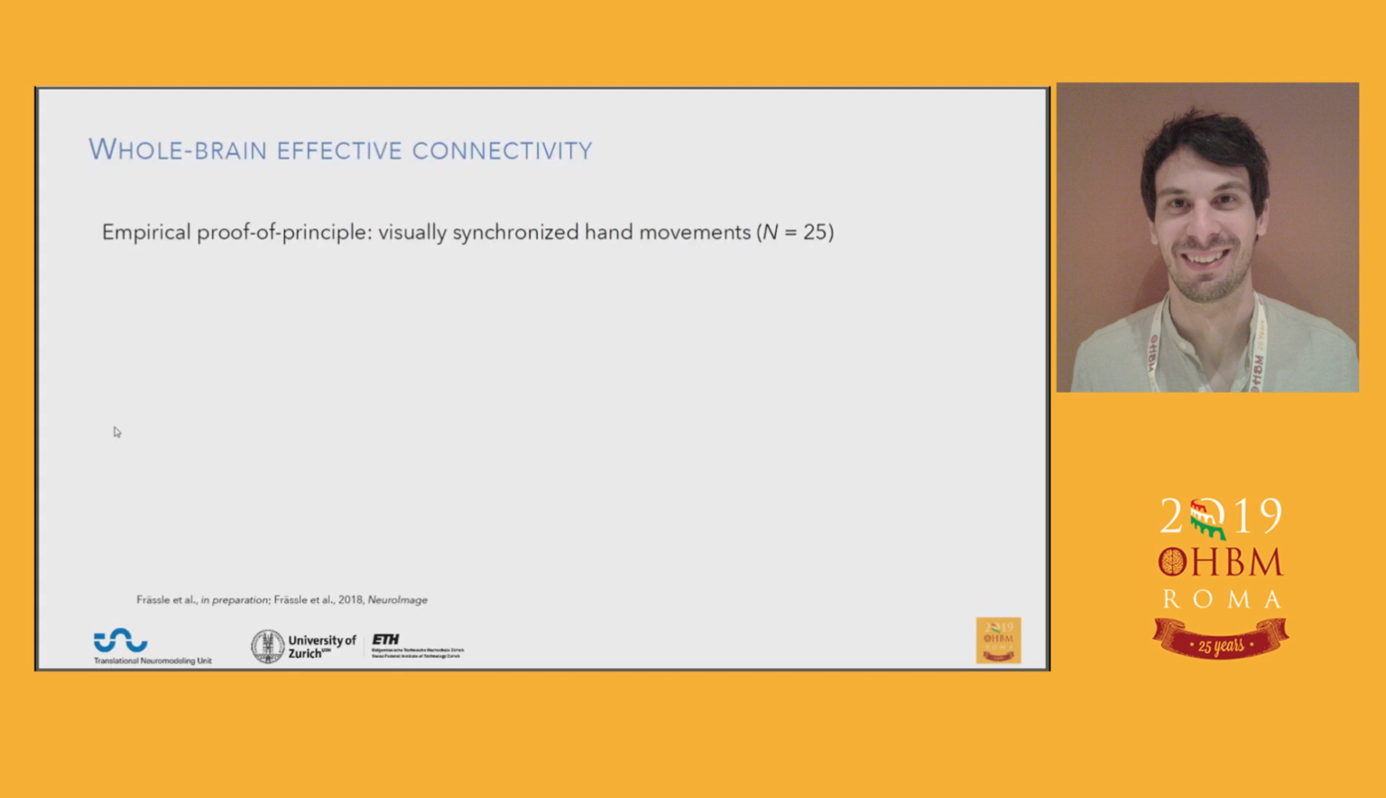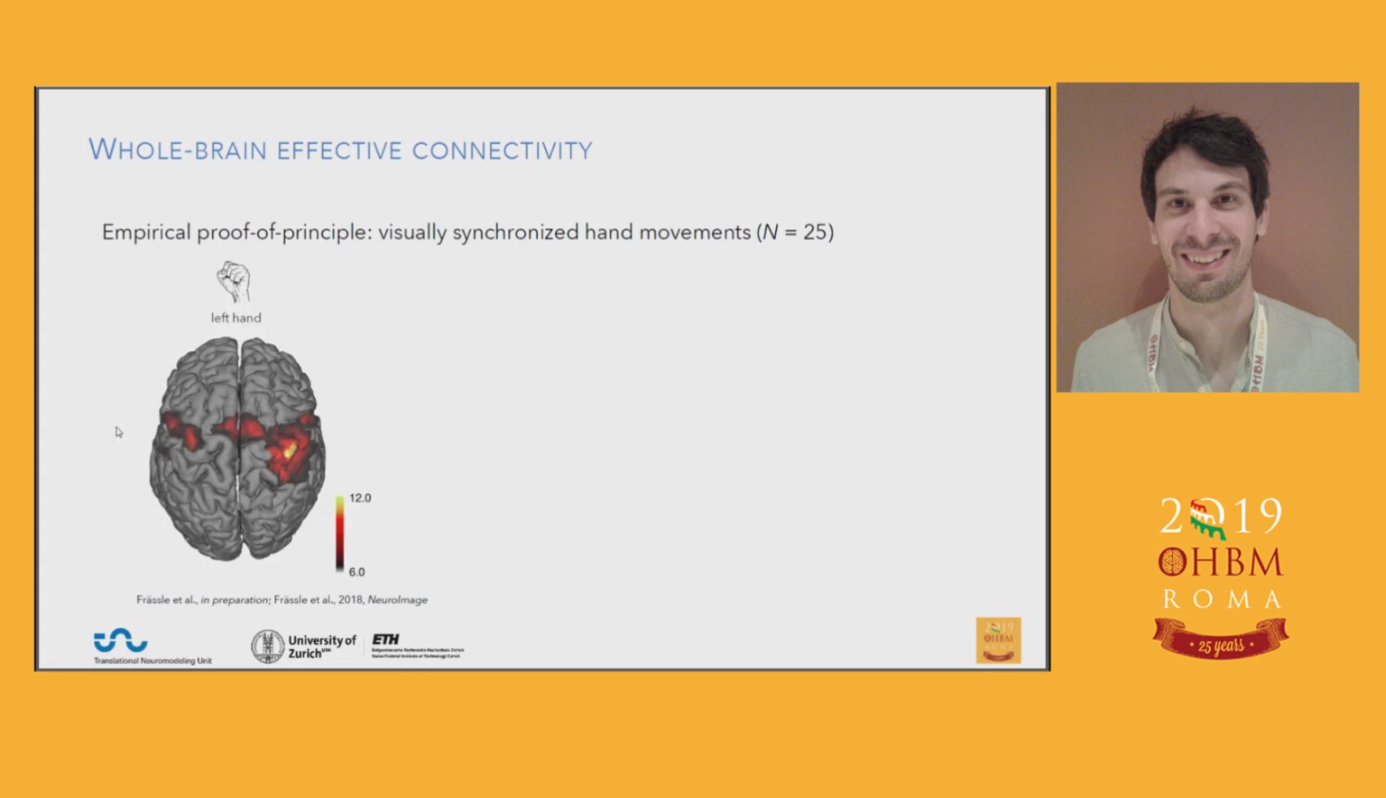And the first data set that we applied the method to was a simple hand movement paradigm that was recorded with fMRI, where subjects either had to perform left-hand movements or right-hand movements synchronized with the blinking of a visual cue. And in total, we had 25 subjects that participated in that study. And what you can see then are the typical BOLD activation patterns; we typically see activation in the primary motor cortex, supplementary motor areas, as well as somatosensory cortex. So this is very classical.